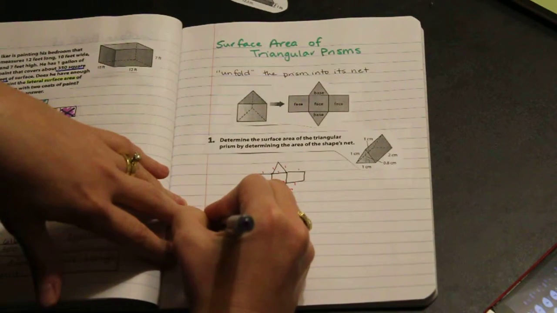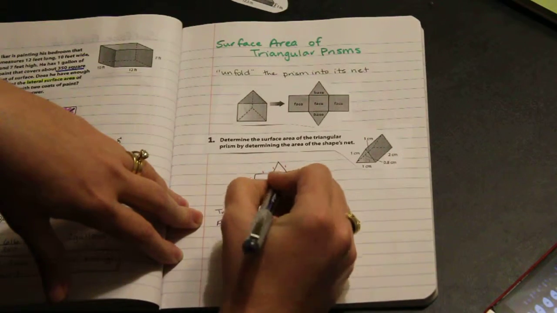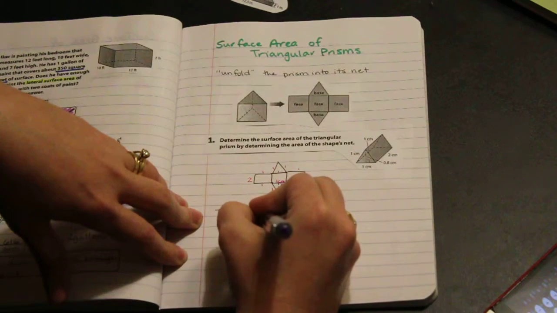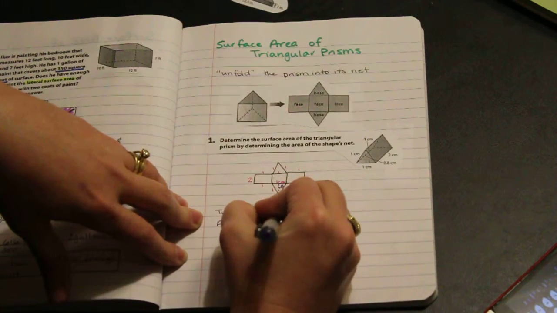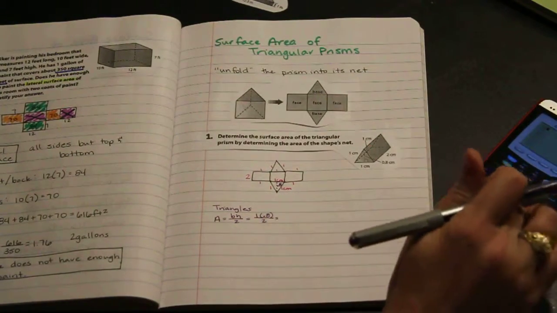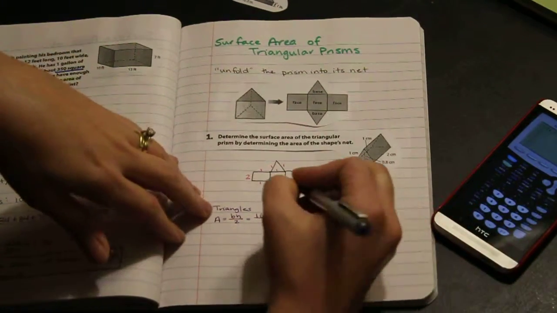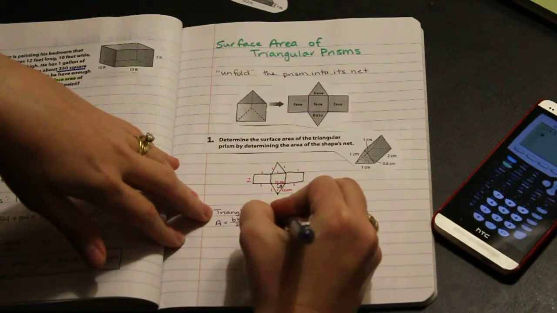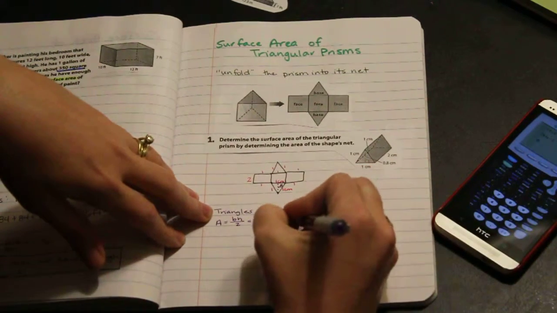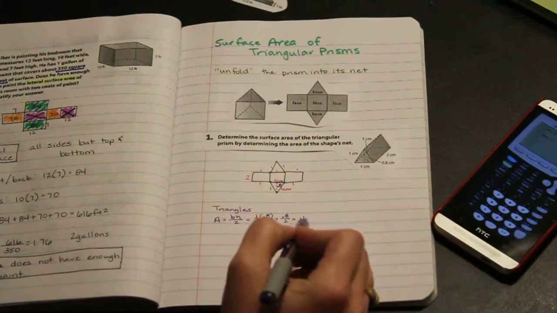Now remember, area of a triangle is base times height divided by 2. Well, I know my base is 1, my height is 0.8, and I'm going to take that and divide by 2. So I have 1 times 0.8 equals 0.8. Divide by 2 is 0.4. So I know that the area of both of my triangles is 0.4.